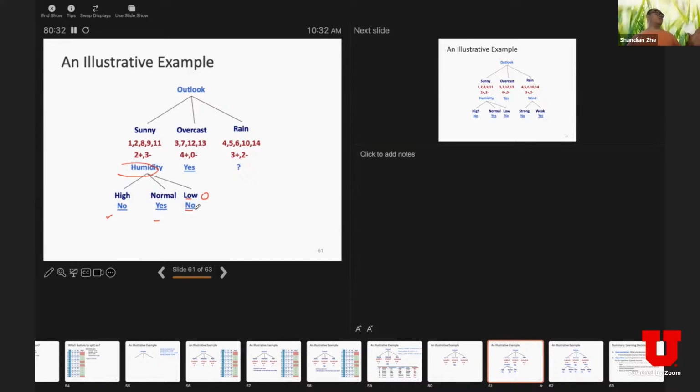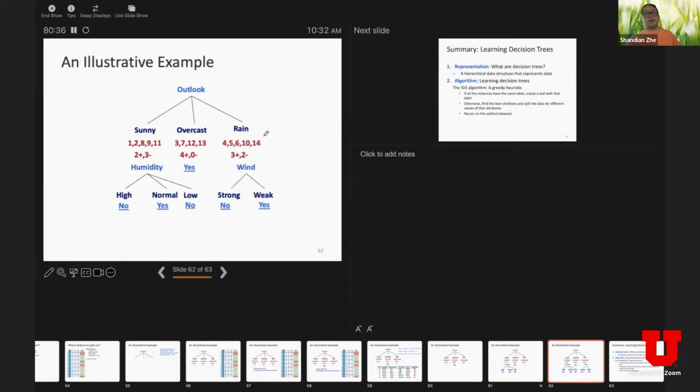Okay, is everyone comfortable? And similarly, you can compute the information gain over the rain subset and end up with one attribute giving the highest information gain. Use that to split, and you get two purely labeled subsets. So you finish the construction of the tree. That's the whole algorithm framework.